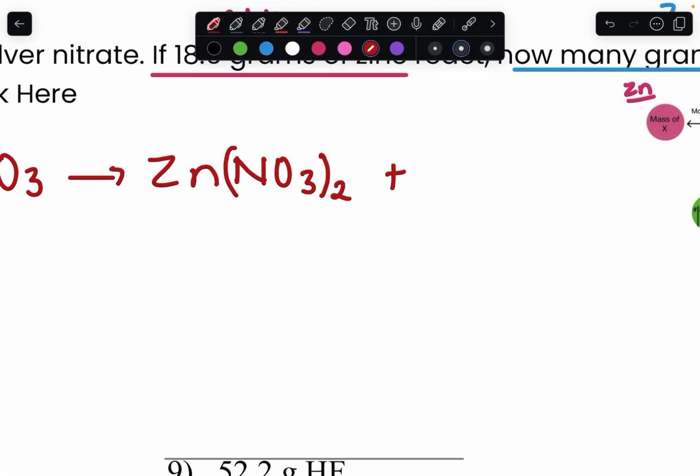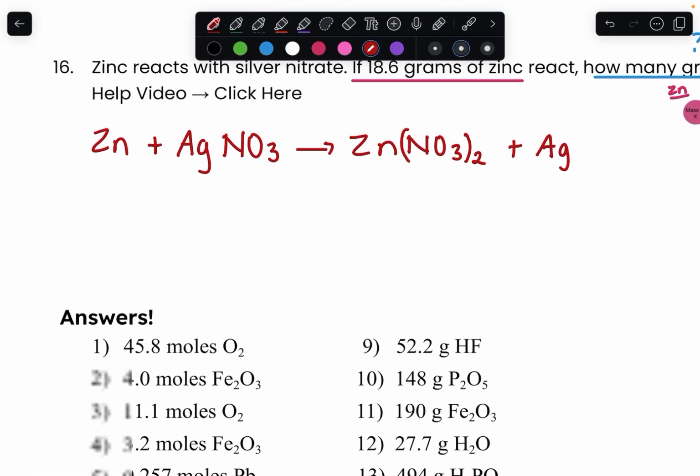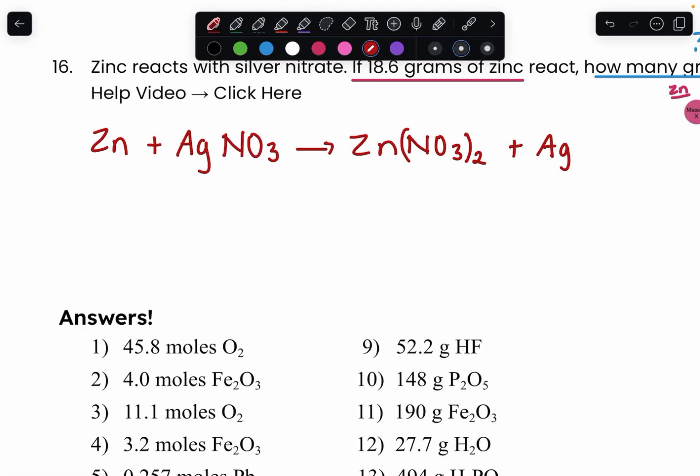Silver is an element on its own, and that's going to have no charge. Now, is this a balanced chemical equation? The answer, you should say, is no, because over here I have 2 nitrates, over here I only have 1. So what I need to do is use some coefficients, or big numbers, to balance my numbers of atoms on either side of the equation.